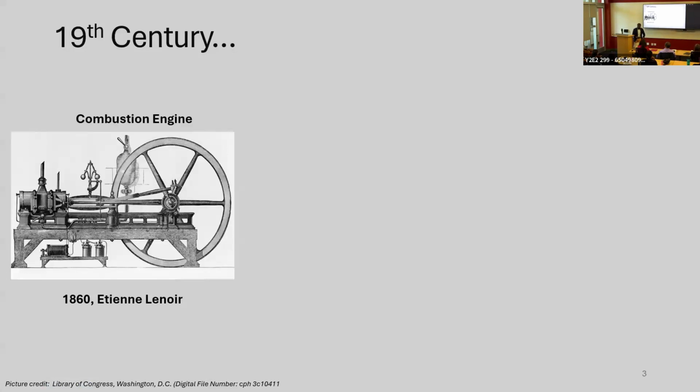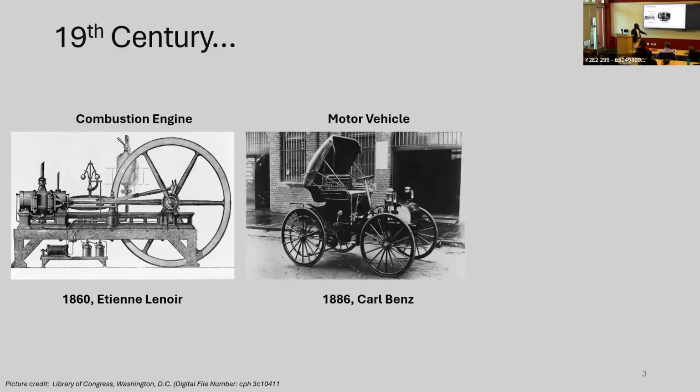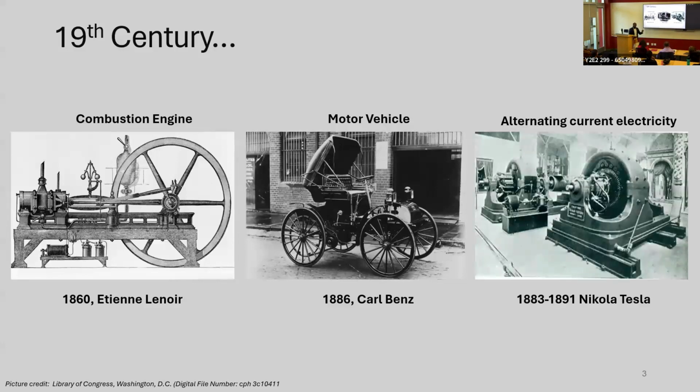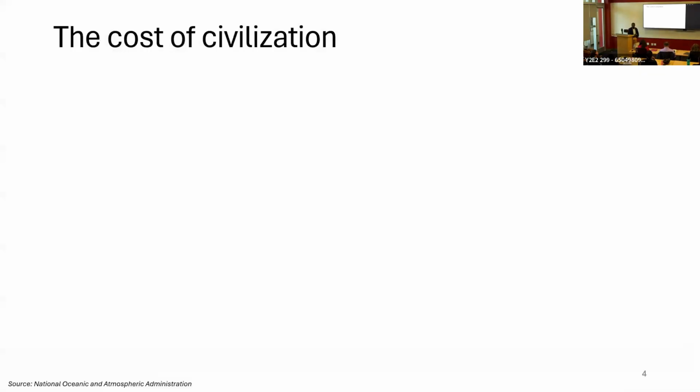First is the combustion engine, which many of us are familiar with, which are in most of our cars. Another invention that happened at a similar time was the motor vehicle. So you can see how these inventions kind of fit into each other. And then finally, arguably the most important invention of all, the AC electricity, which powers our lives today, essentially defines fundamental human civilization. However, this came at a cost.